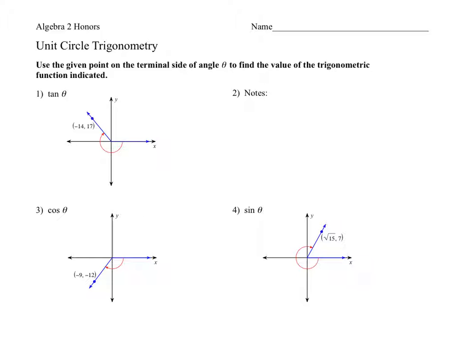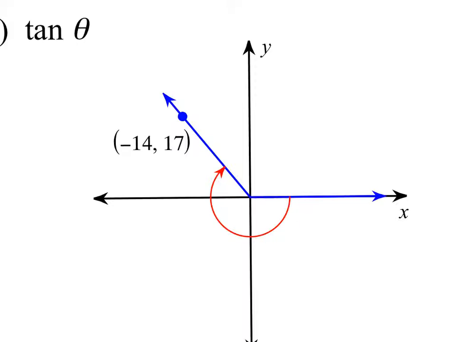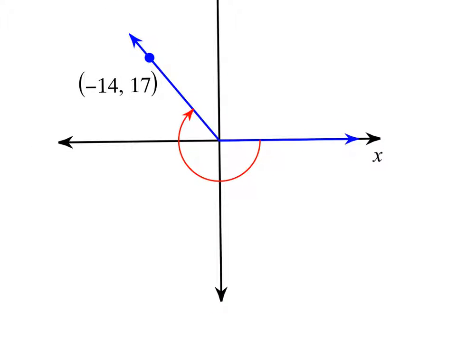Okay, so we're going to use the given point on the terminal side. That just means wherever this thing ends up, to find the value of the trigonometric function indicated. I'm going to zoom in a little bit so we can see this better. What we talked about in class was that we're adapting to a new world where we're going to draw reference angles, and look at our x and y values here. Our x value is negative 14, and our y value is 17.